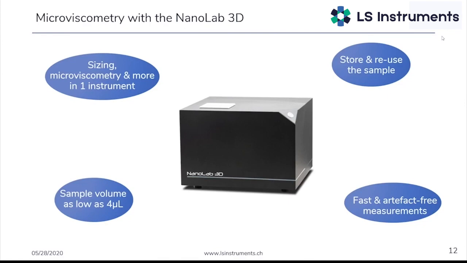And if needed, you can use a sample volume as low as 4 microliters. You can also, and importantly, perform measurements that are fast and artifact-free. This reliability is important in this case because in microviscometry, we need to add particle tracers, as explained earlier, and we do so in a non-negligible quantity. And we could then be facing inaccuracies in our measurement due to the high concentrations involved. And so with the suppression of multiple light scattering with the modulated 3D technology, this is a problem that we do not face with this instrument.